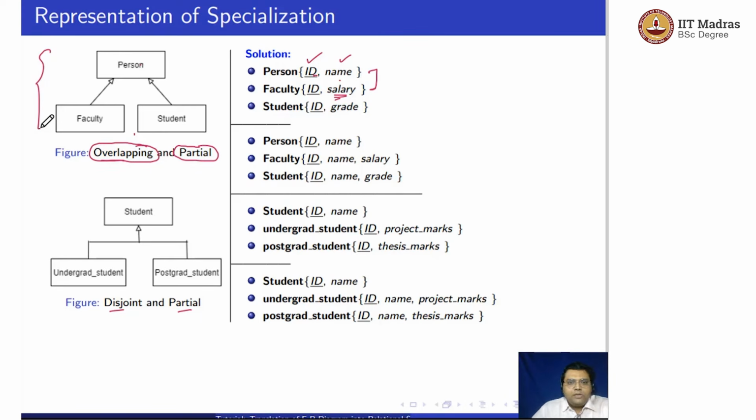Now for the student table, what do we have extra? The students have a certain grade, right? So whenever we need student information, we perform a join between person and student, right?